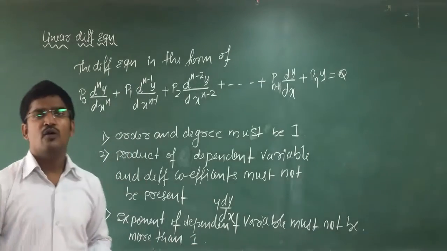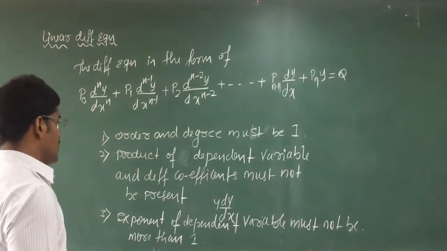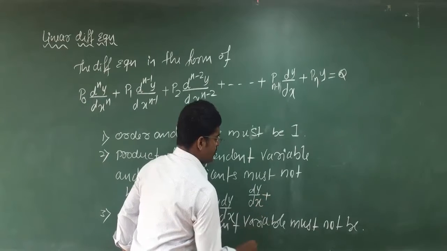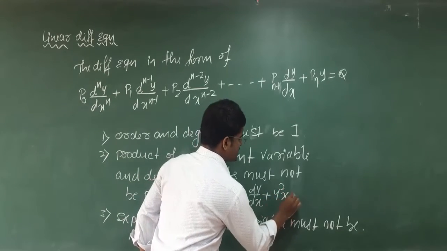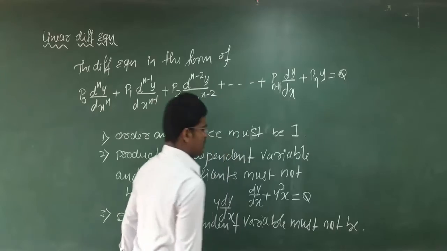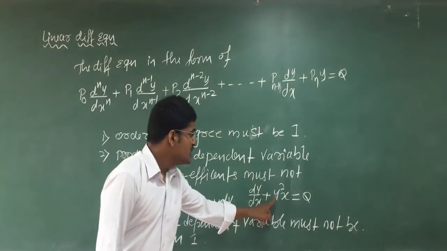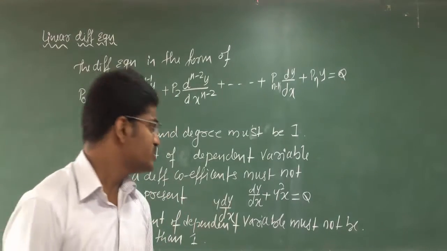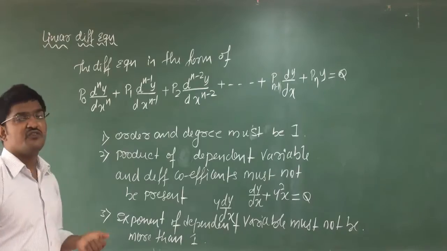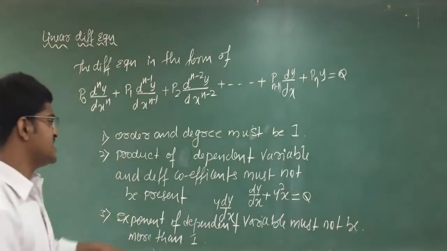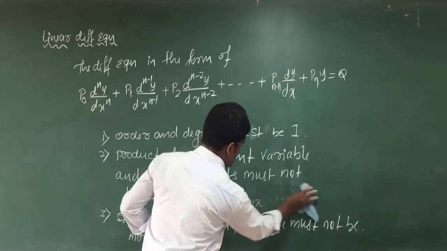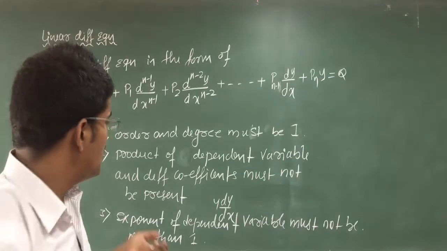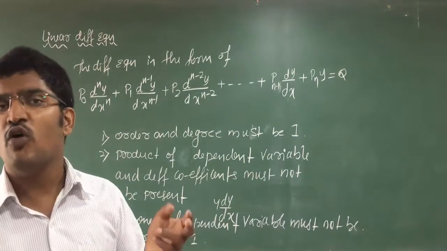Must not be more than 1. Clear? See here, dy by dx plus y square into x equal to q, like this. If it is present, that means the exponent of the dependent variable is more than 1, then that is not going to be a linear differential equation. I am giving just this as an example so that you have no confusions. Clear? So the power of the dependent variable cannot be more than 1.